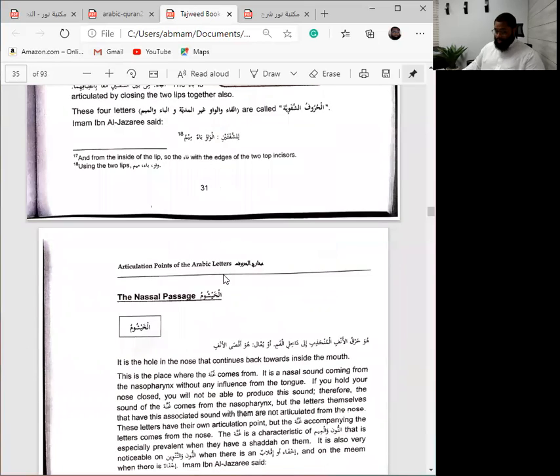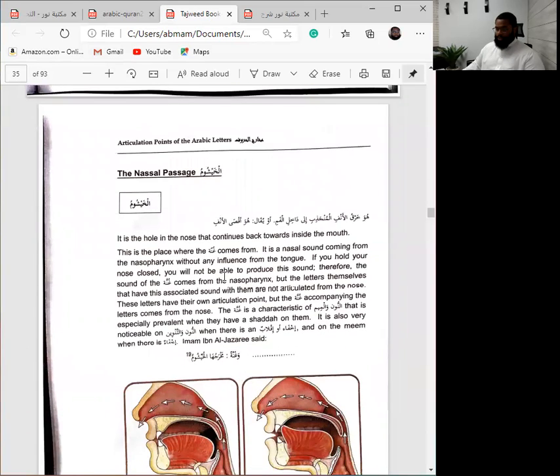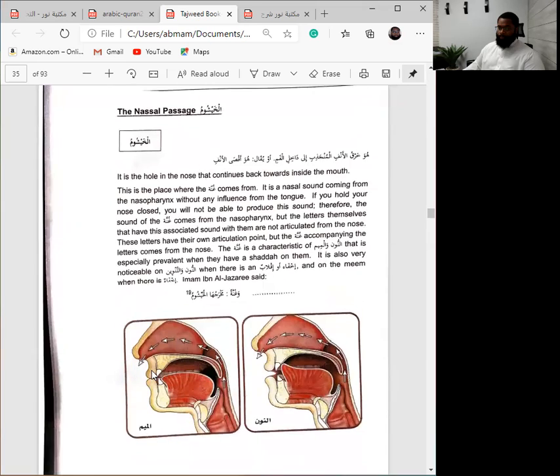And to end it, I think this last one is easy. The nose is the articulation point for the ghunnah, the nasal sound. الخيشوم هو خرق الأنف المنجذب إلى داخل الفم أو يقال هو أقصى الأنف. So al-khayshum, or the nasal passage, it is the hole in the nose that continues back towards the inside of the mouth. This is the place where ghunnah comes from.